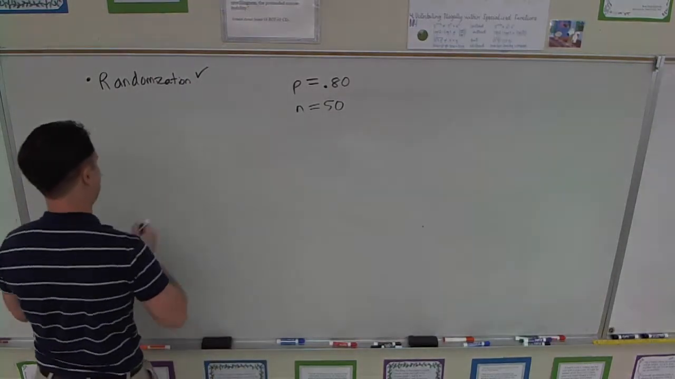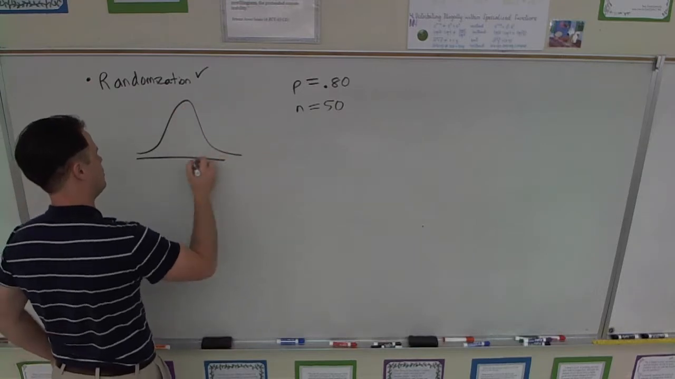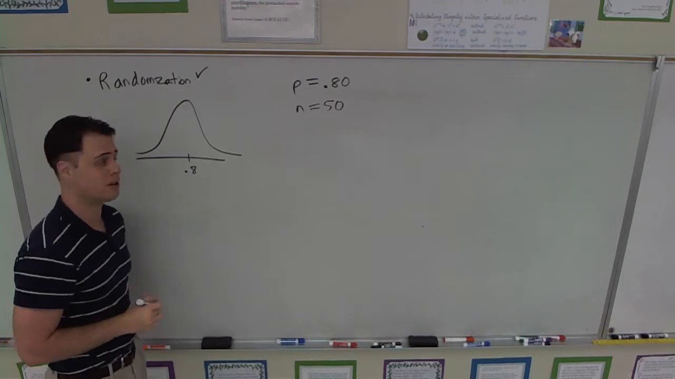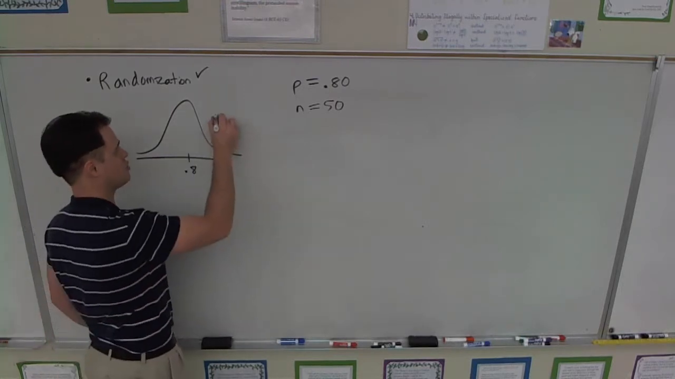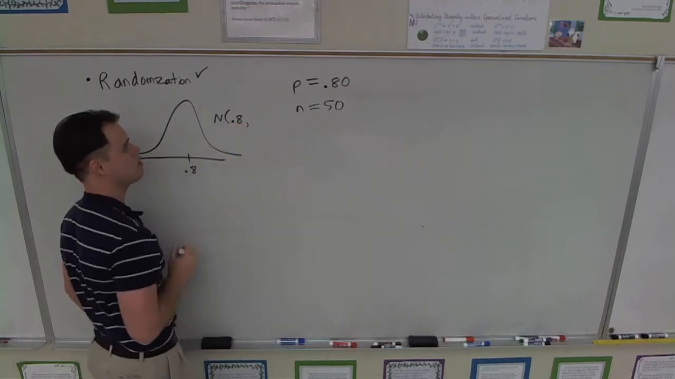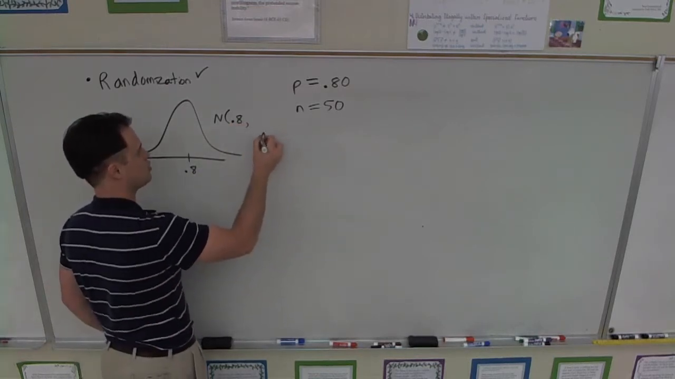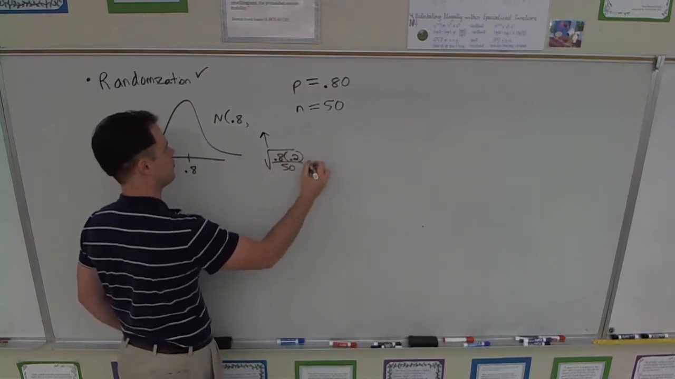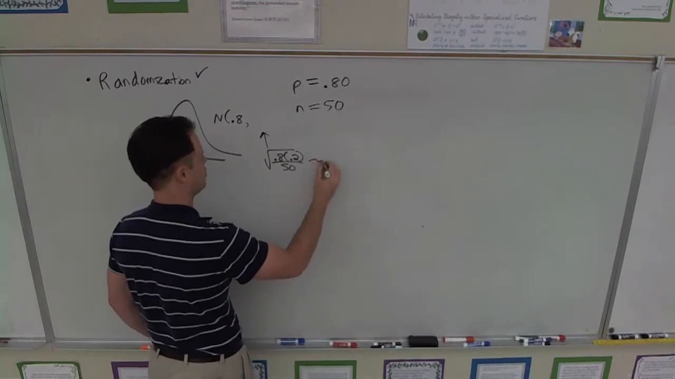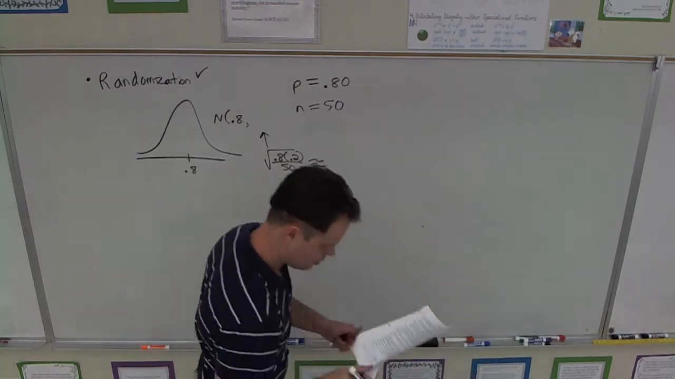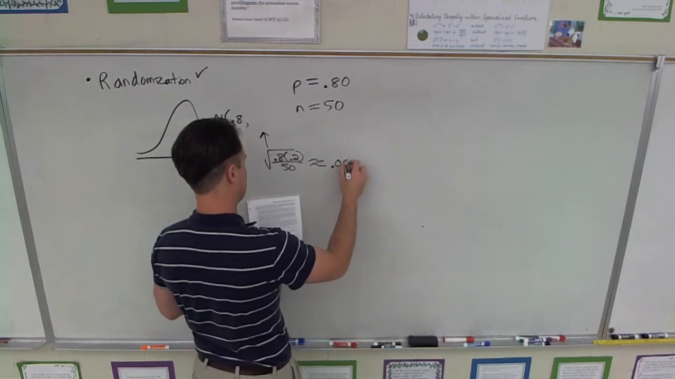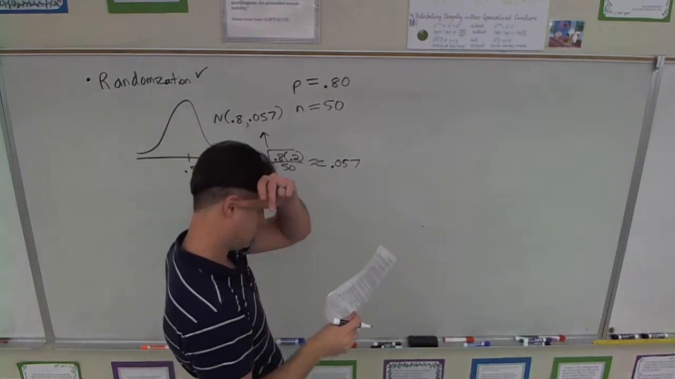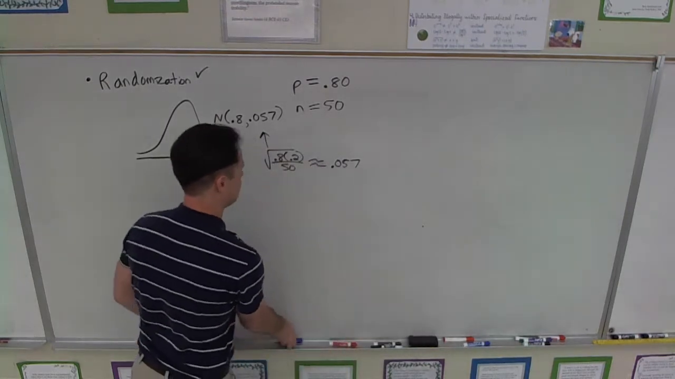So when we apply the normal model, here's what we'll have. The middle of the normal model is, of course, going to be P. That's where we learned that the samples stack up at, the true proportion. So I'll say the normal model's parameters are 0.8. And then here we've got to put the square root of PQ over N. So that's going to be about, I'm going to look it up, I think I got 0.057. Okay, so there we go.